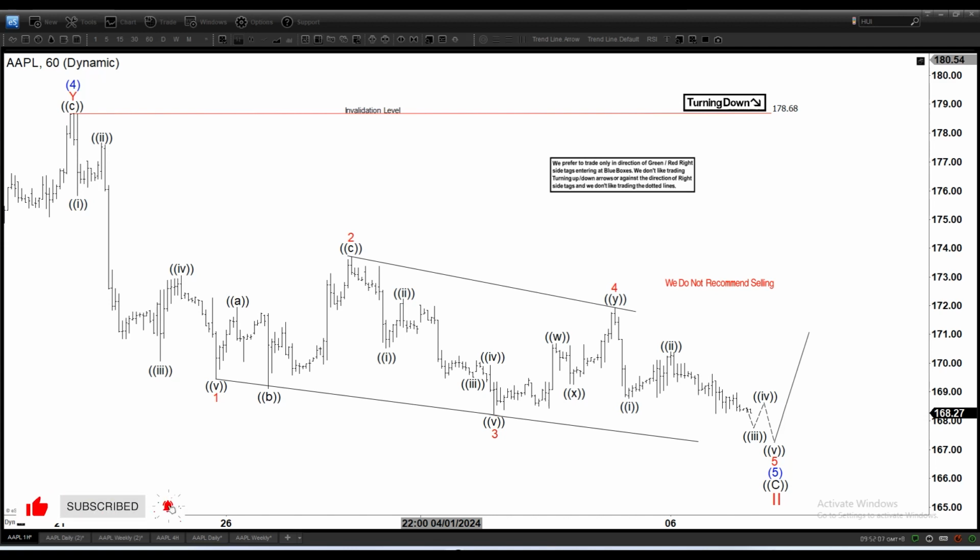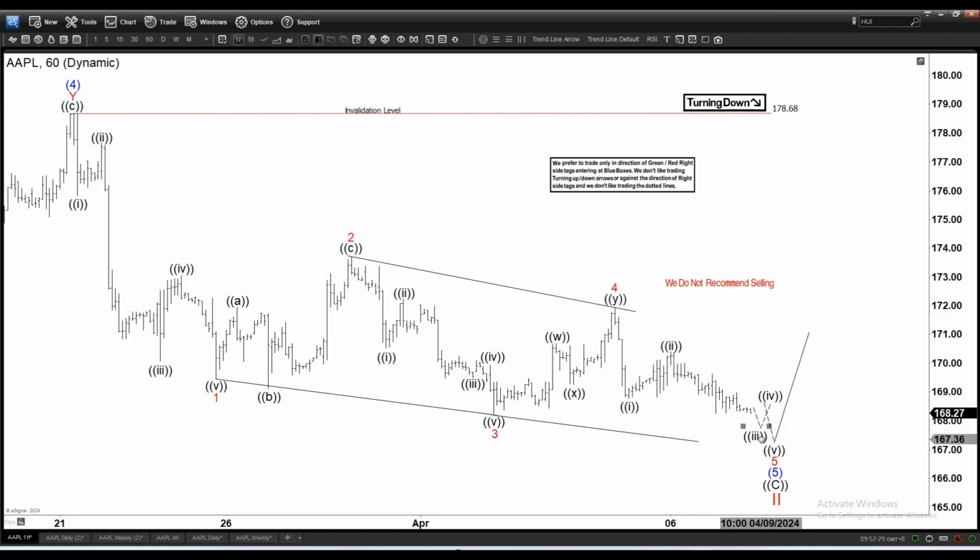Today is April the 9th and the chart of the day for today is Apple, 60 minutes time frame here. Now we can see Apple is looking to end with 5, so we have 4 and 5, and this 5 which is down is going to be ending with C and also with 2. So that means we are in the corrective stage, and the corrective stage is expected to complete relatively soon, and then from there Apple can start to turn higher again.